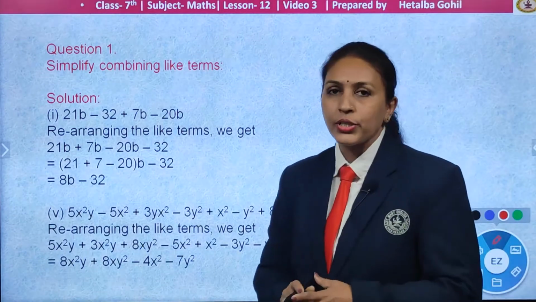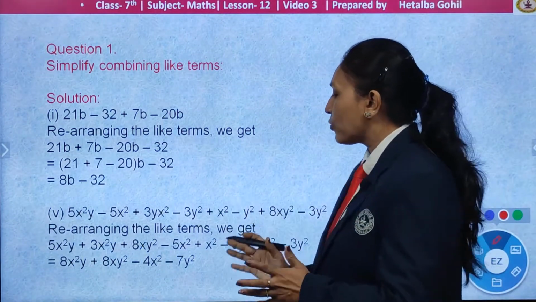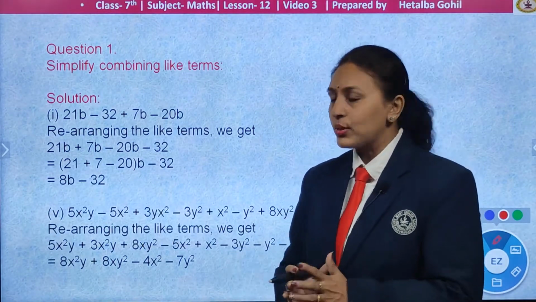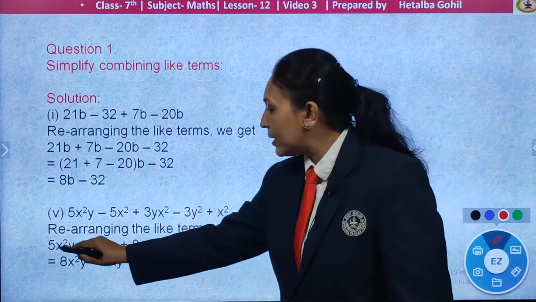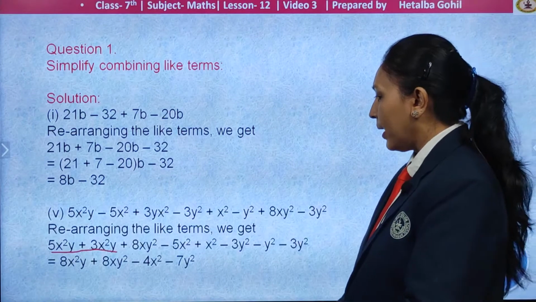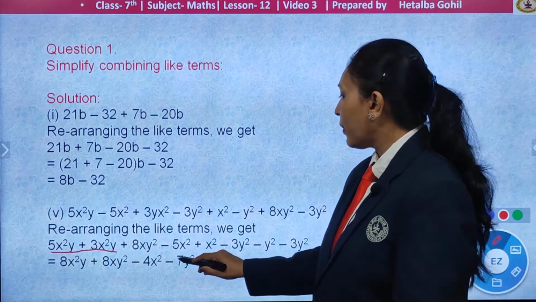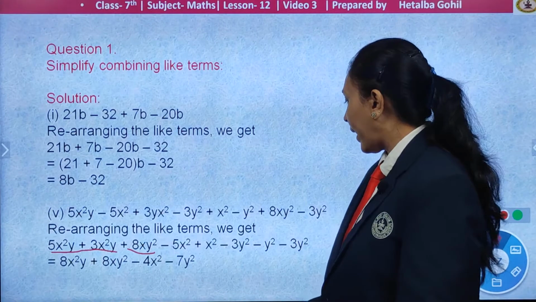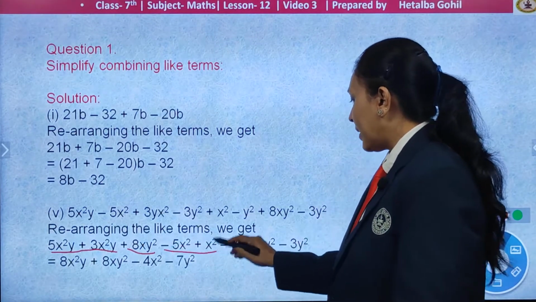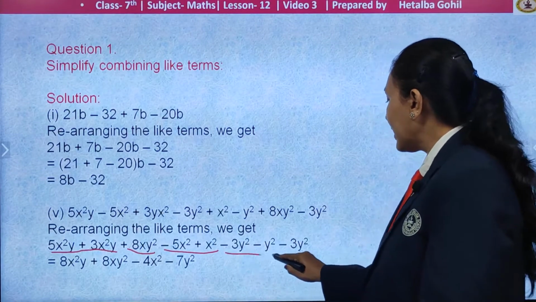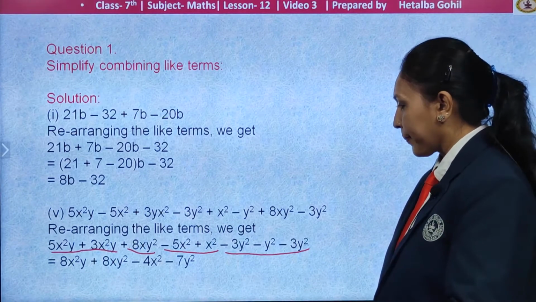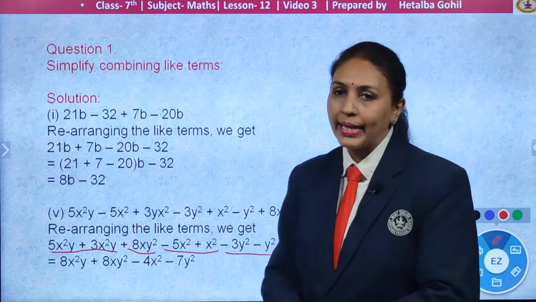Now after you get your question, first combine or take together all the like terms and list them out together. So that is easy for you to simplify. So you can see I have listed out here 5x square y plus 3x square y. Okay, then another one you have here is 8xy square, then 5x square and plus x square, then you have minus 3y square minus y square minus 3y square. Okay, now simplify the like terms here.